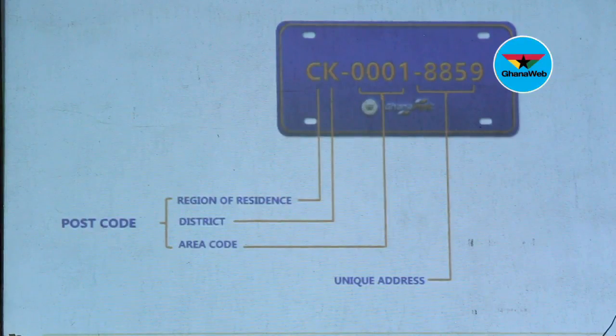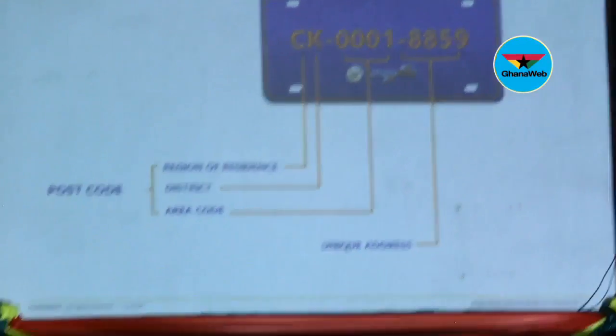The next character in there represents the district that you are in. The K there is Komenda. If you are in Accra Metro, you get an A. If you are in Tema, you get a T. In Kumasi, you get a K, and so on and so forth.